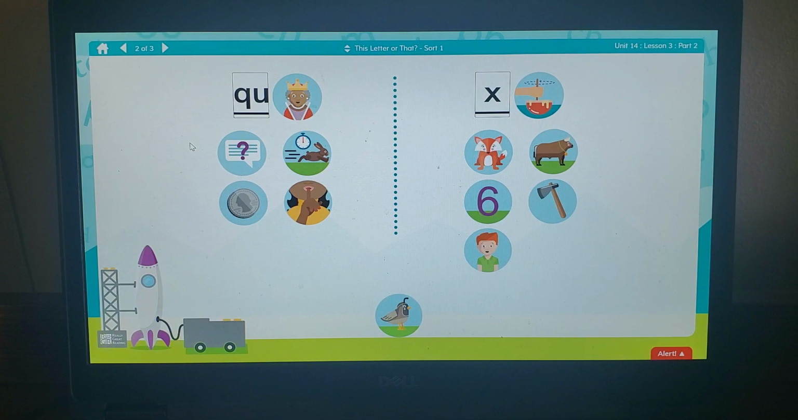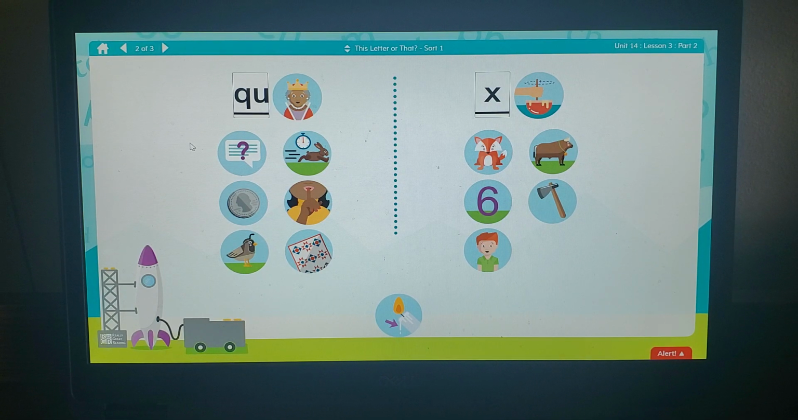Next, we have quail. What sound do you hear in quail? Do you hear qua or x in quail? Quail is correct. Next, we have quilt. What sound do you hear in quilt? Do you hear qua or x in quilt? Qua is correct. Next, we have wax. What sound do you hear in wax? Do you hear qua or x in wax?